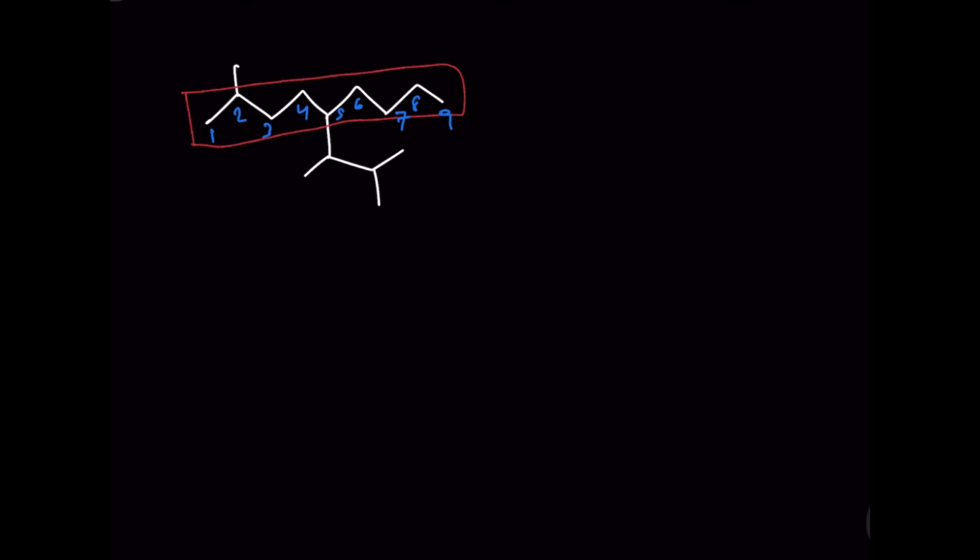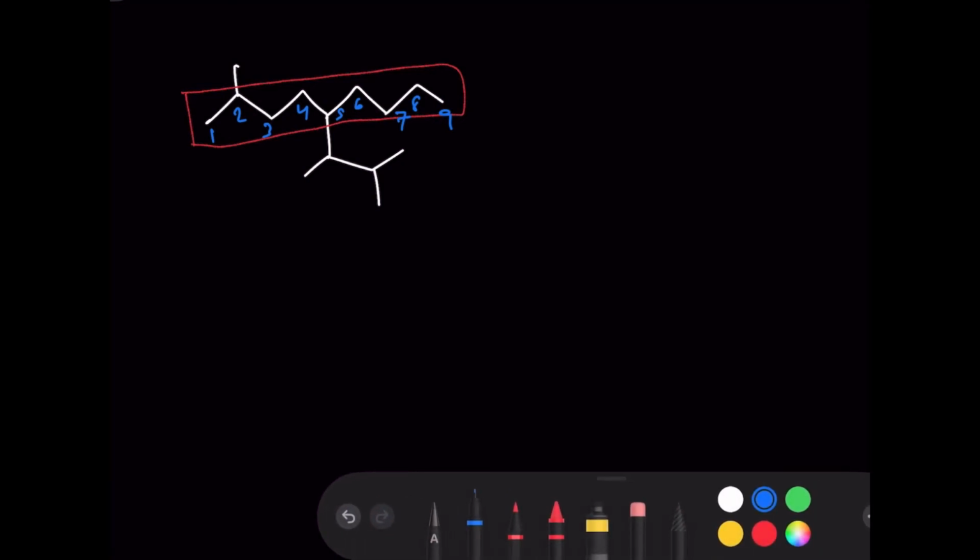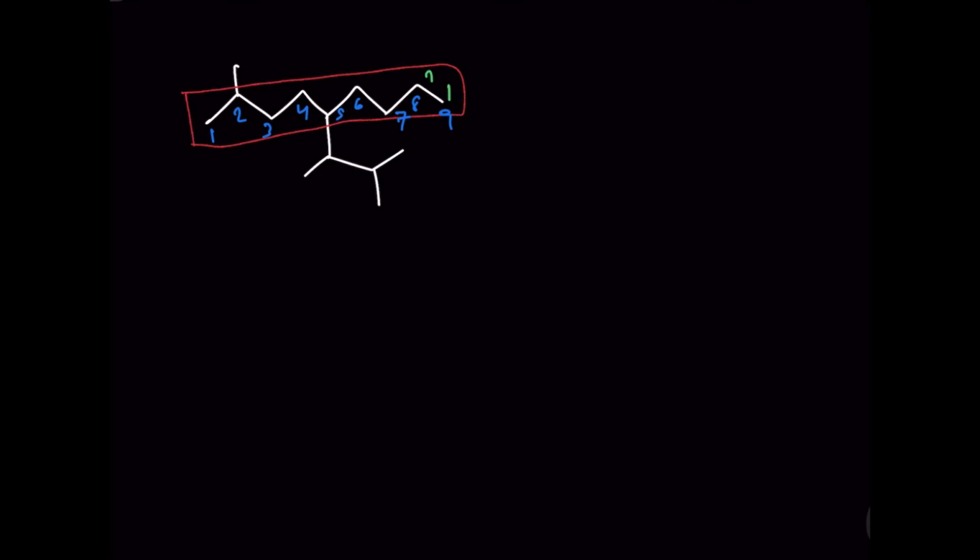That is the correct way of numbering, because if we do it the other way around, then it will be 5 and then 8. If we do numbering from right to left, then your substituents will be at 5 and 8. So, 1, 2, 3, 4, 5, 6, 7, 8, 9. We do not need to do that.